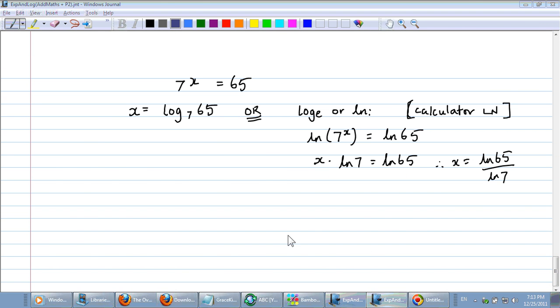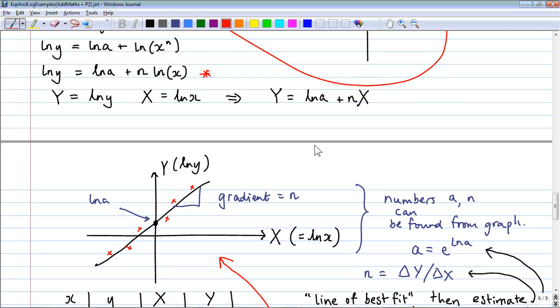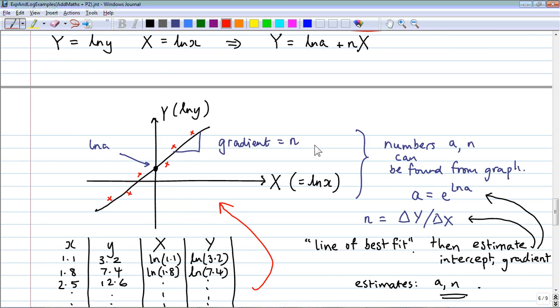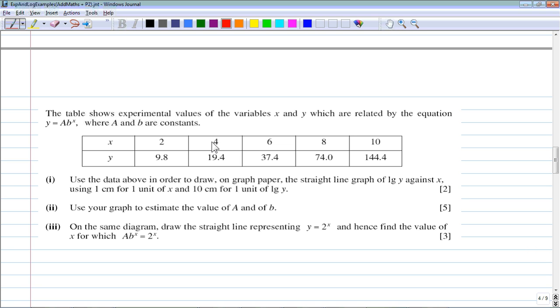Sorry, I've lost it. Where's it gone? Not there, for sure. Where has the exam question gone? It's here. There we go. Right, so let's have a quick look at this exam question.